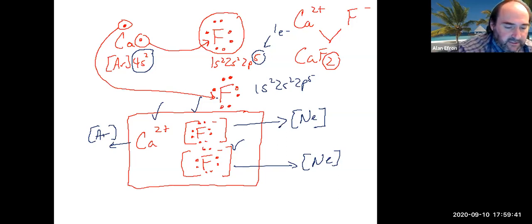Any questions on ionic compounds, how to show the bonding, what's going on, any of that? Okay, so that is ionic compounds.